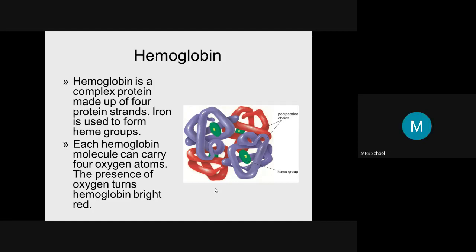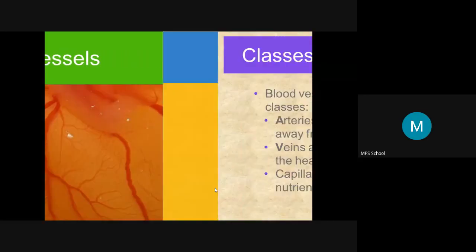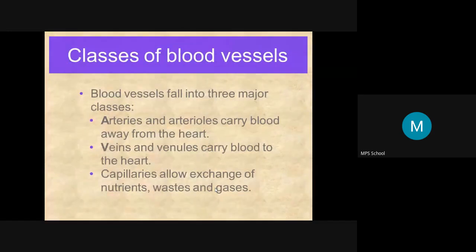This is the hemoglobin structure. This is for your understanding only. No need to go through this text. And we will see about the blood vessels. What are the three blood vessels I told you? Arteries, veins, and capillaries. Three major classes. Arteries and arterioles carry the blood away from the heart. And veins and venules carry blood to the heart.